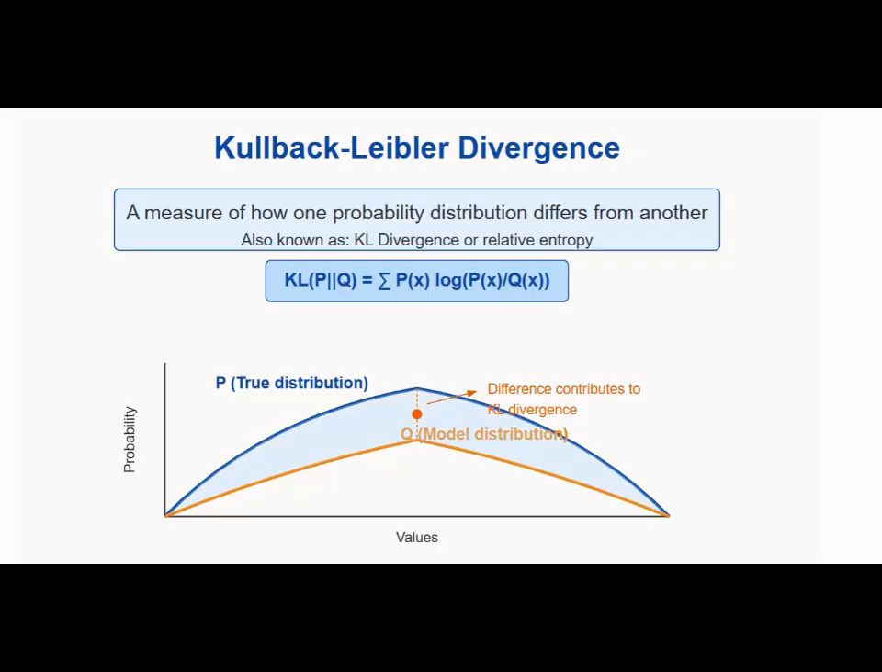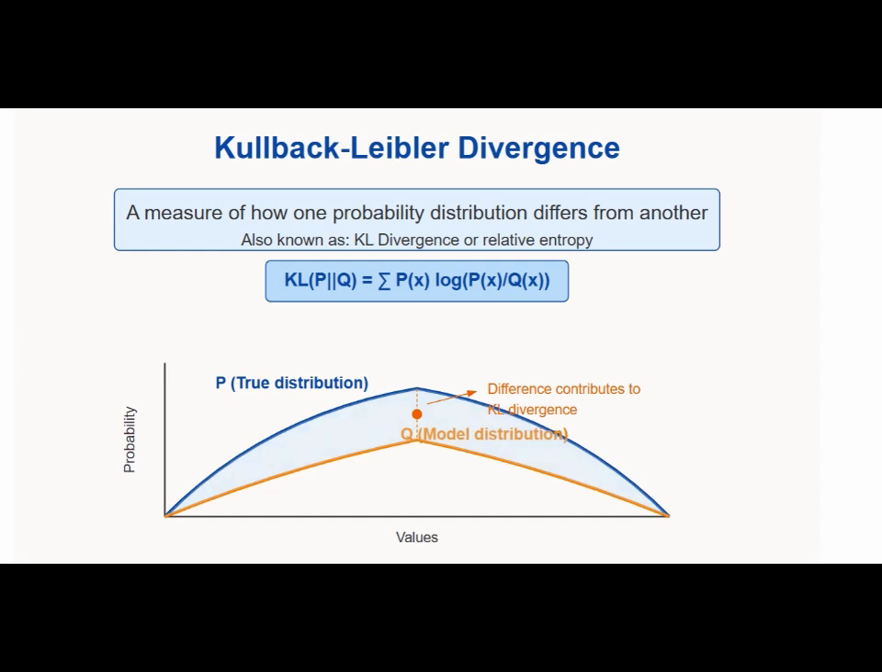Kullback-Leibler divergence, or KL divergence, is a fundamental metric that measures how one probability distribution differs from another. This concept is essential for understanding and improving generative AI models. In simple terms, KL divergence measures the extra information needed to represent samples from one distribution using a code optimized for another distribution. The larger this value, the more different the distributions are from each other.